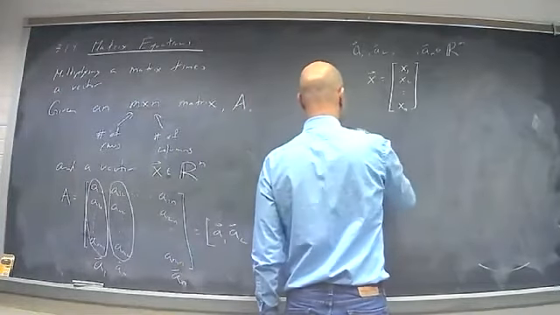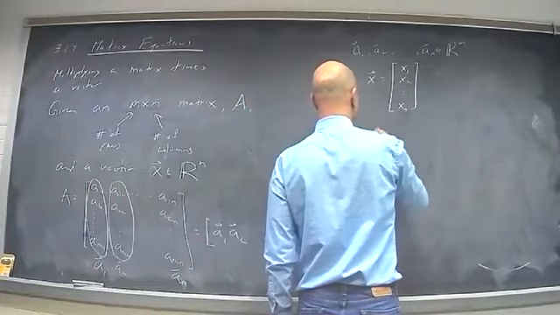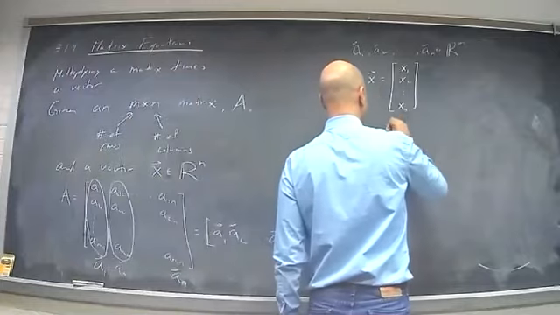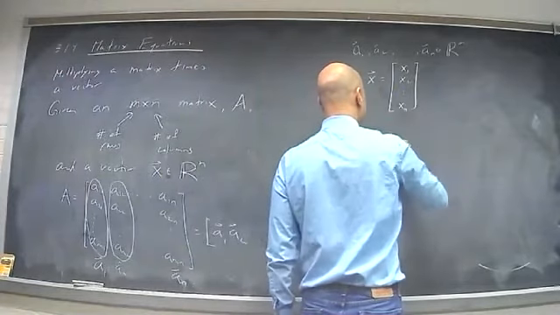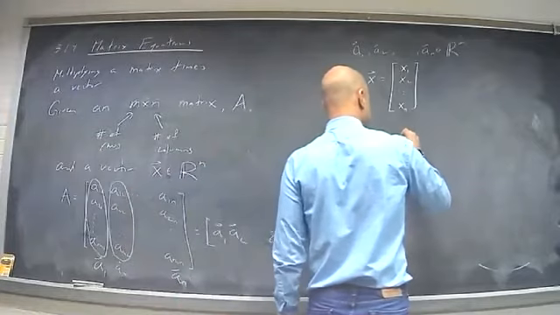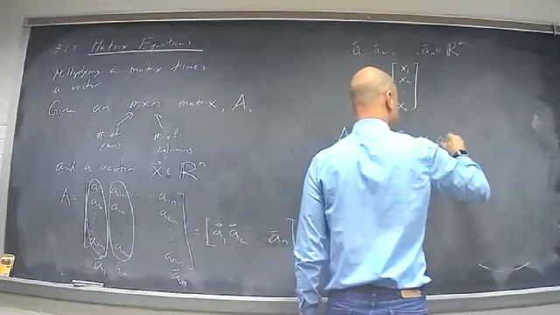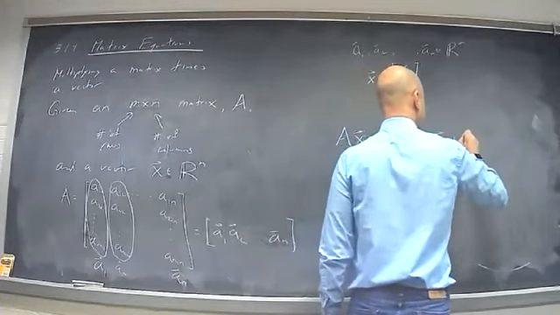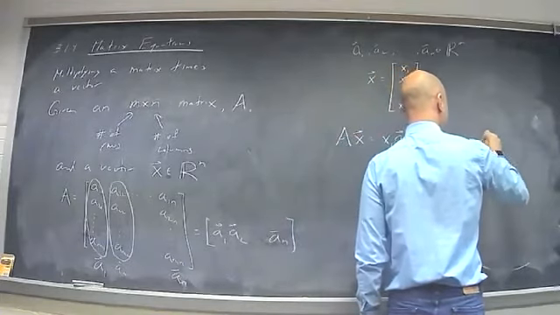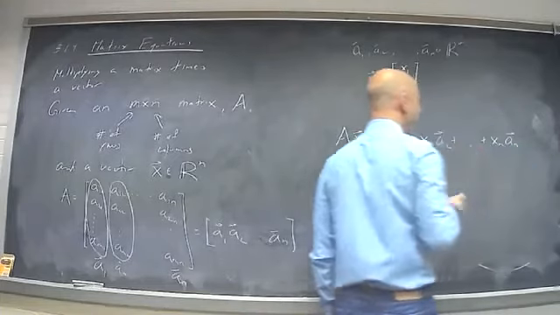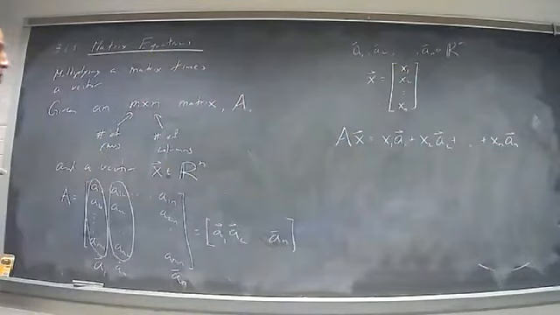Then A times X is defined like this. A times X is equal to X1 times the first column plus X2 times the second column plus X3 times the third column, all the way up to Xn times the nth column, which is why it's important for X to have the same number of entries as the matrix has columns.